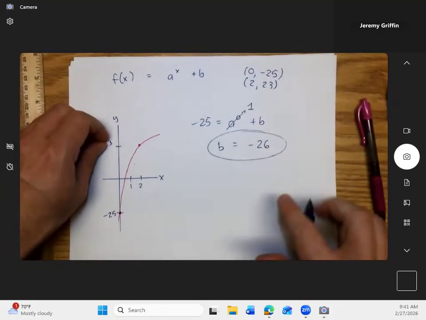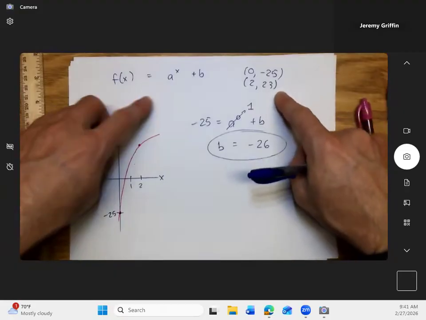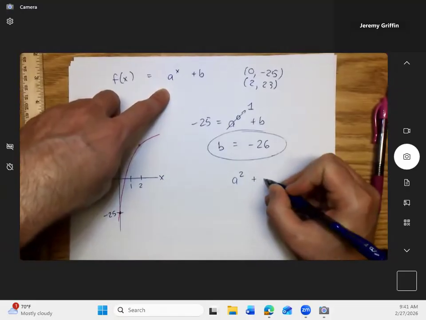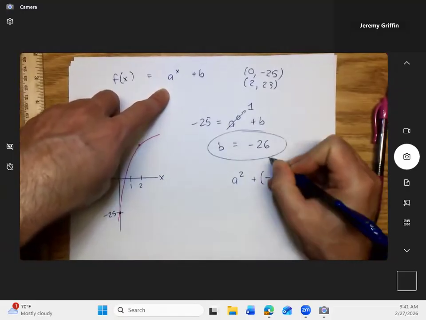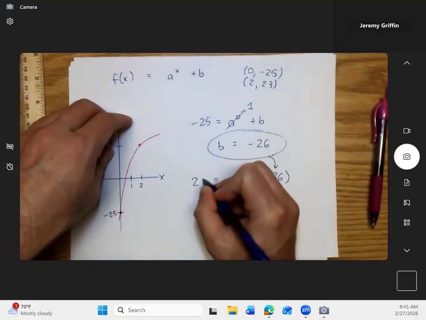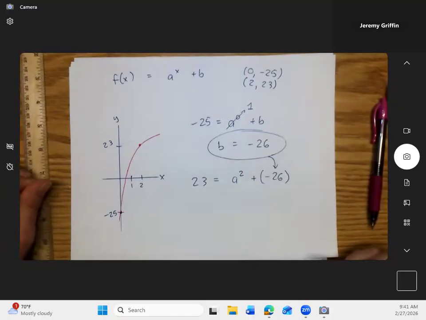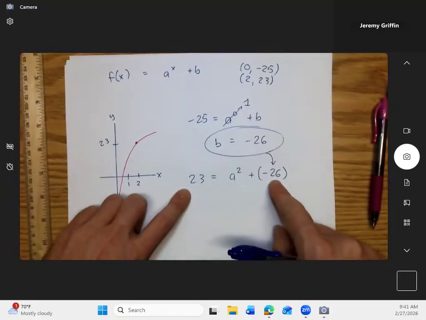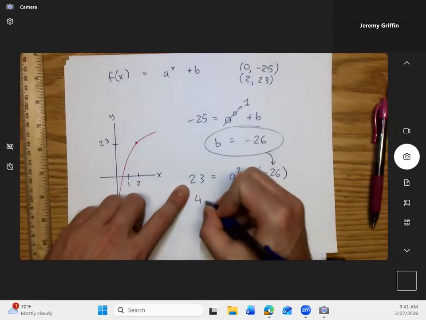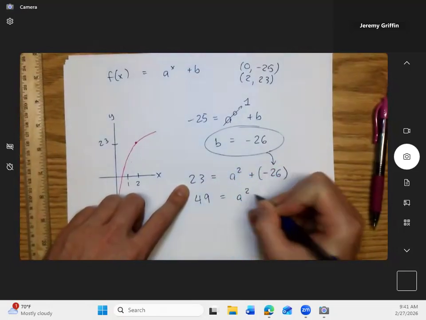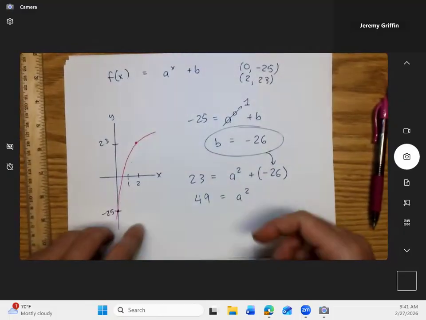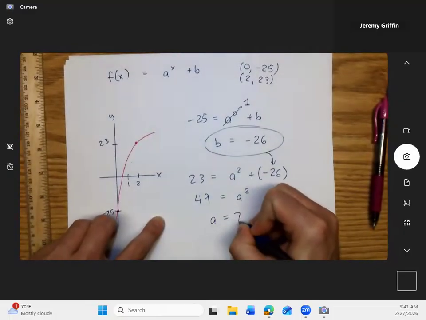Okay, hold on to that. Now we got this other coordinate, 2, 23. So if I plug in 2 for x, and I know b is negative 26, I may as well just plug that in. I will get 23 as a result. All right, that okay, Jake? Let's solve this. Guys, what's 23 plus 26? Is that 49? Yeah. Now they did specify a was a positive number. 7. A is 7.